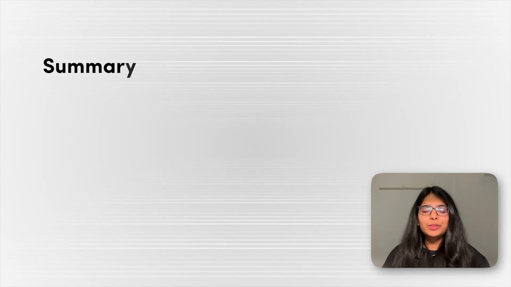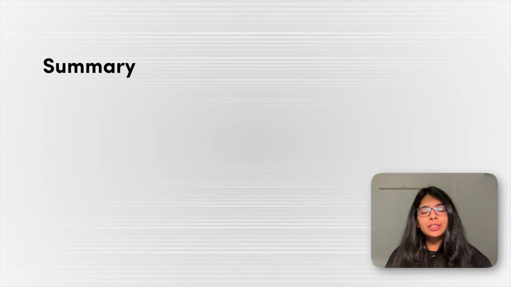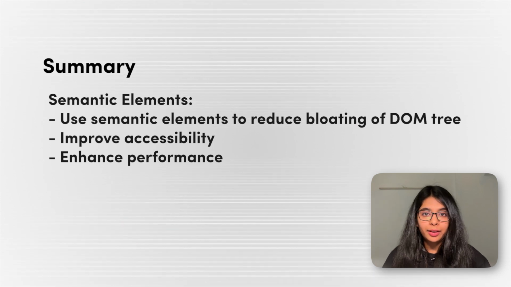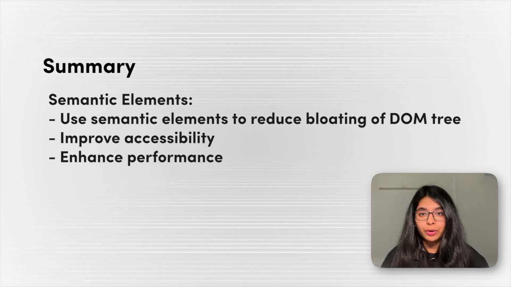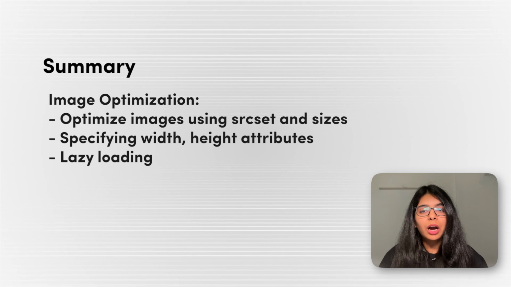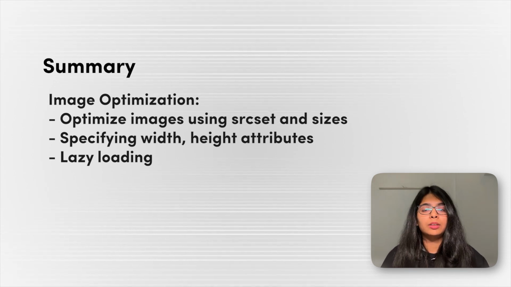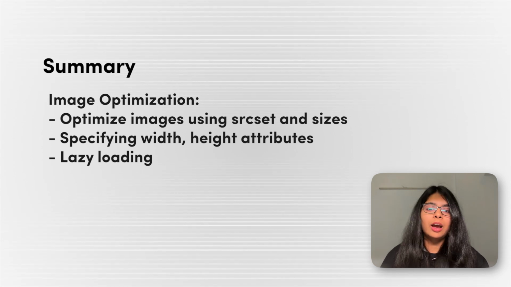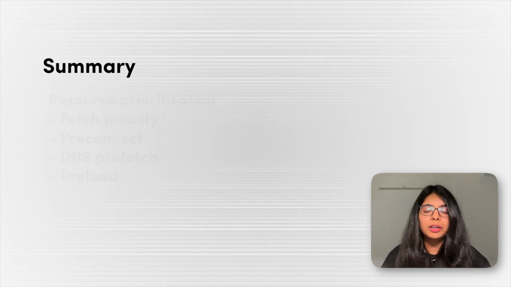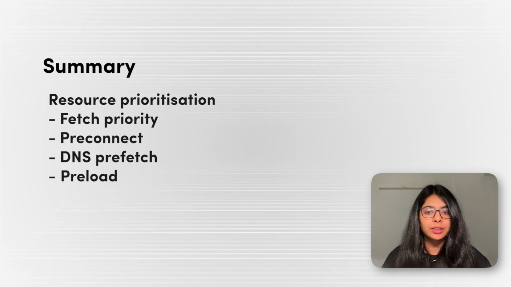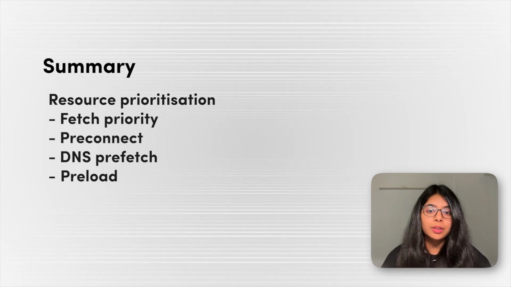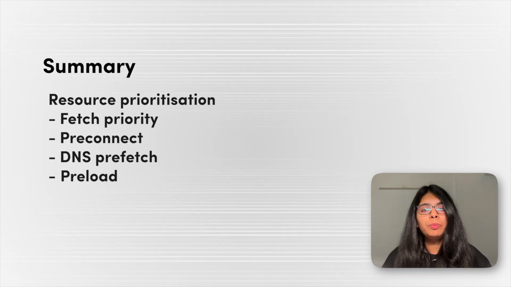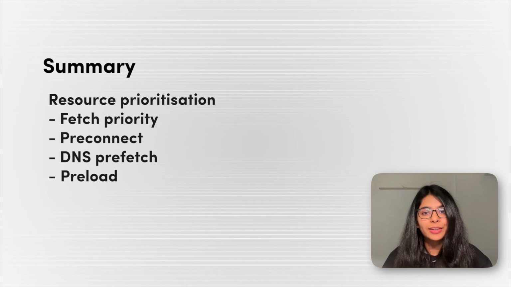Now, just to summarize what we have learned today, firstly, we use semantic elements to reduce bloating our DOM tree, and improve accessibility and performance. Secondly, we learned how to optimize our images using srcset, sizes, by adding width and height, and also by using lazy loading. Third thing that we learned is resource prioritization that we can implement using fetch priority, preconnect, DNS prefetch, and preload to carefully fetch our critical resources.